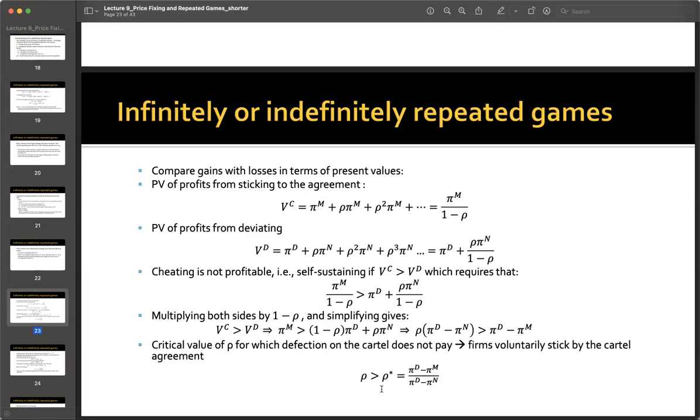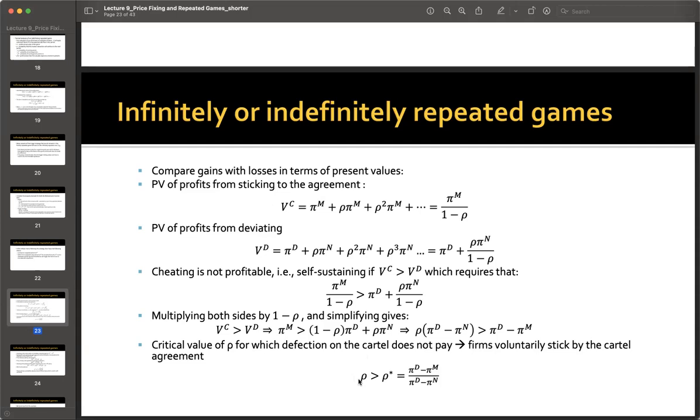So extreme yun. So pag tumaas si rho, that means this side here, which is rho times pi m, rho squared times pi, all of this becomes more important here. And syempre, mas mataas si pi m than pi n. So therefore, talagang mas lalaki ang VC relative to VD pag lumaki si rho. Okay.